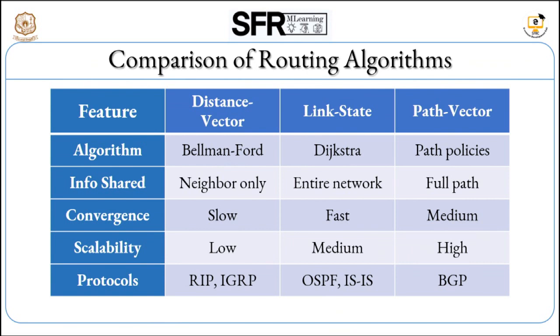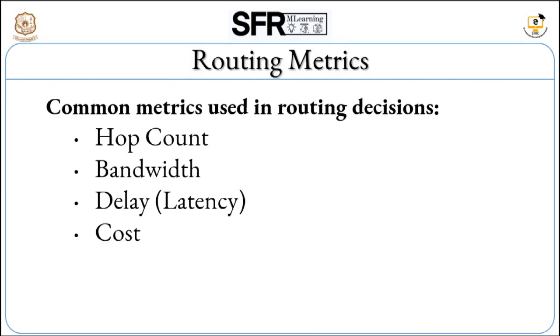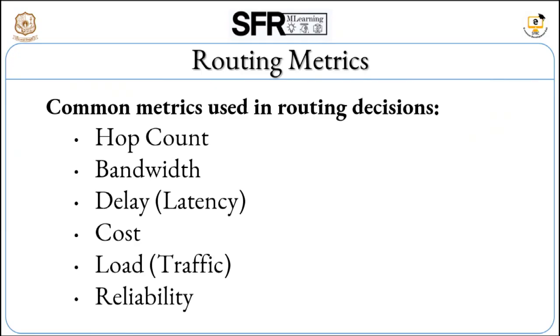Routing decisions are not random. They are based on some metrics such as hop count, bandwidth, delay, cost, load and reliability. Hop count means the number of routers a packet must pass through. Bandwidth is the capacity of the path. Delay means the time taken to travel from source to destination. Cost can be assigned by the administrator, and load means the traffic on the network path. Reliability is how dependable the path is. These metrics help the router pick the best possible route.